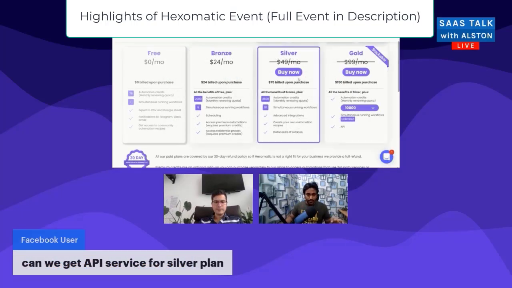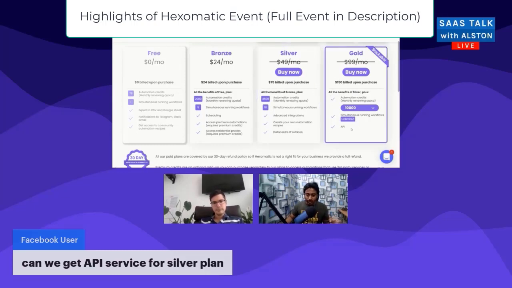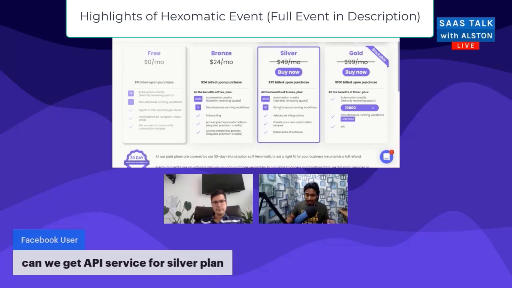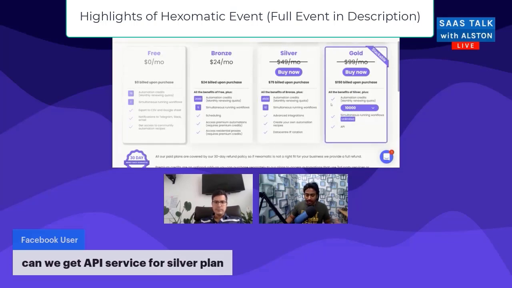So the difference between the silver and gold plan right now is that the API is the biggest one, and apart from that, the simultaneous running workflows. With silver, we get only 10 parallel running processes, whereas with gold it's unlimited, and the credit quota is different. Other than that, all the things are the same, right? Yeah, the gold plan is stackable.